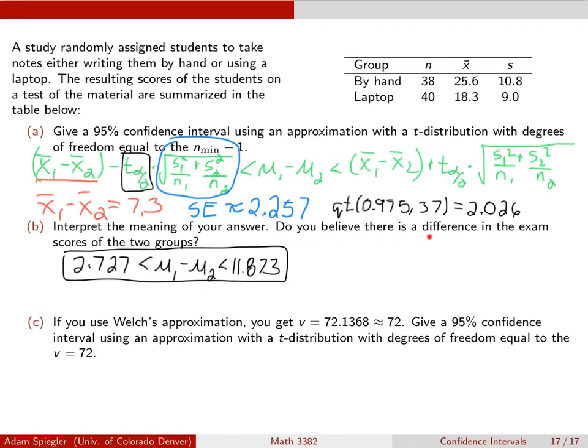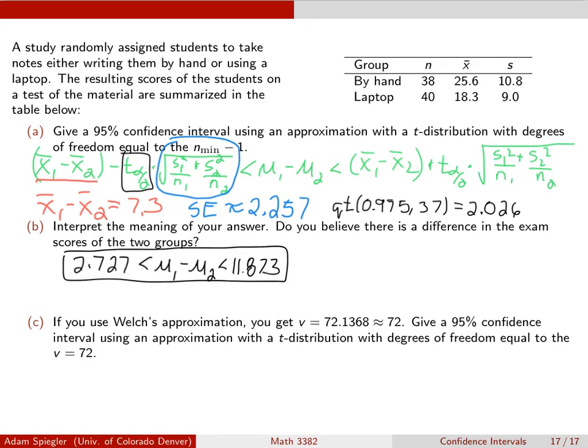And if we want to think about, well, does this seem to indicate that there's a difference in the exam scores between the two groups? Notice that this interval consists of only positive values, and 0 is not in here. So it does not seem plausible that 0 would be a good estimate for this difference. So we actually have pretty good evidence to believe that there is a significant difference in the exam scores between these two groups because this interval contains only positive values. So it seems like the only plausible estimates would be that the by hand group does better than the laptop group.